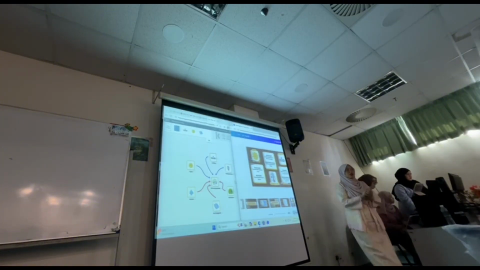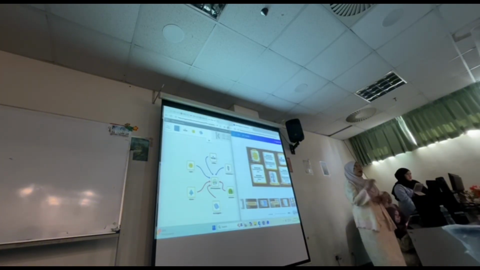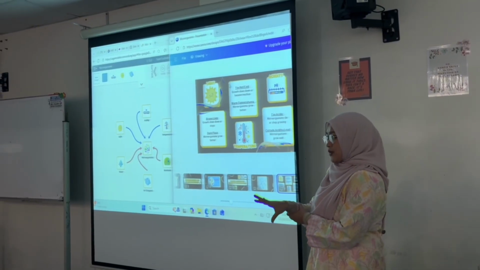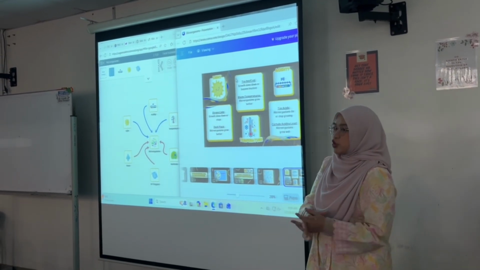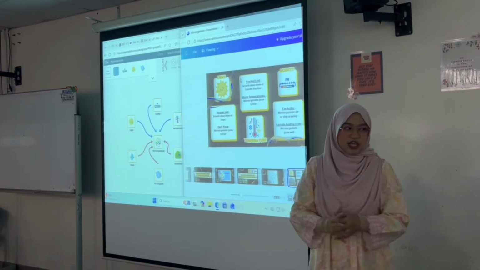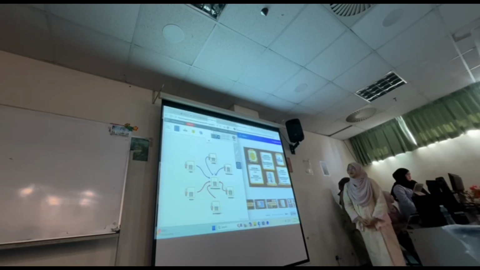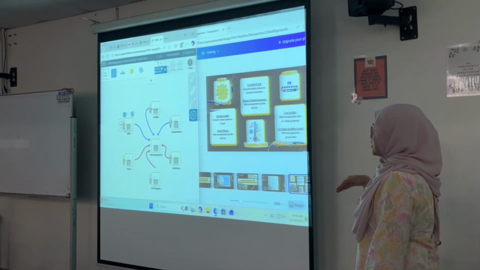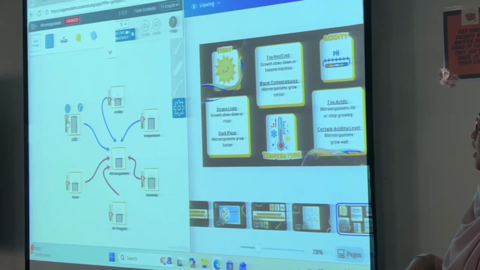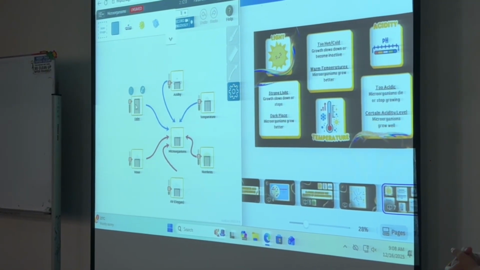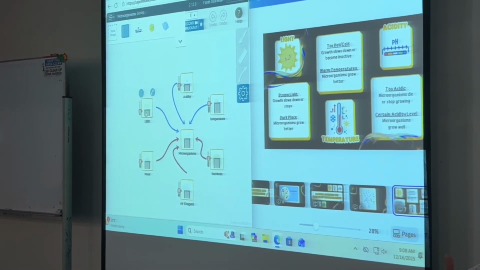When there is strong light, the growth of the microorganism will slow down or stop. When there is a dark place, the microorganism will grow better. So we will show you with the science model. So when there is more light, the microorganism will slow down. But where there is absence of light, the microorganism will grow better.